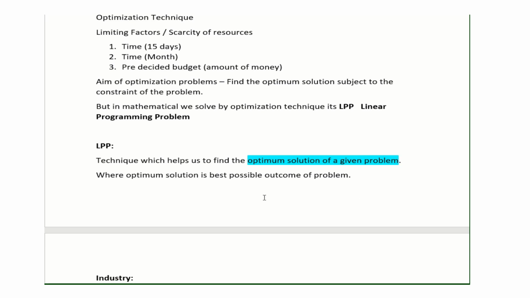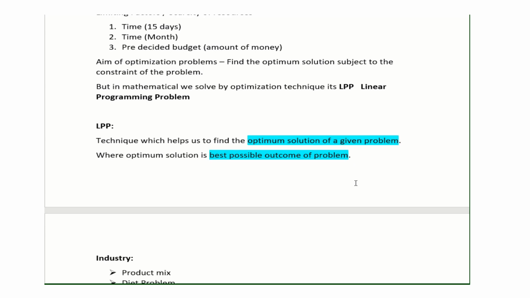The optimal solution is the best possible solution, the best possible outcome of a problem. So if you define linear programming, it is used to help find the optimal solution of a given problem. The optimal solution is to find the best outcome of a problem.